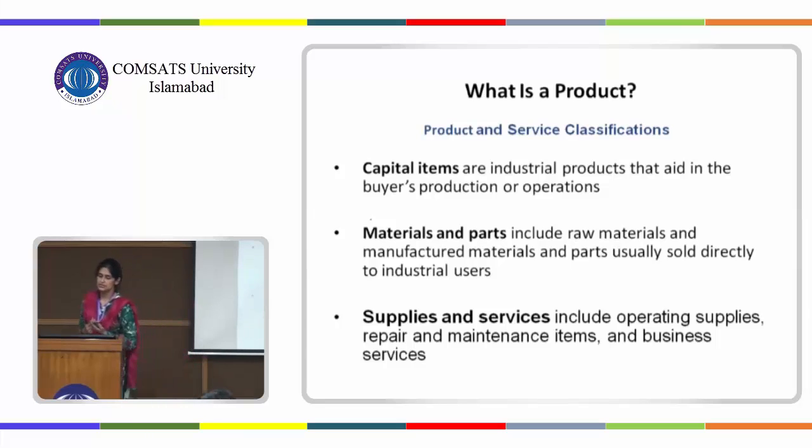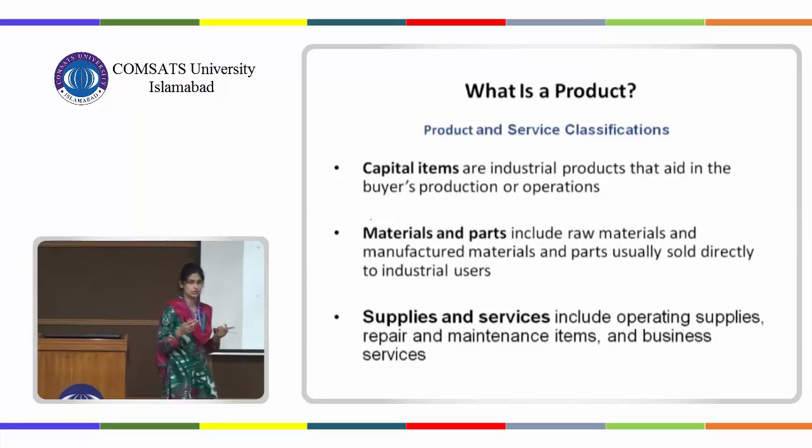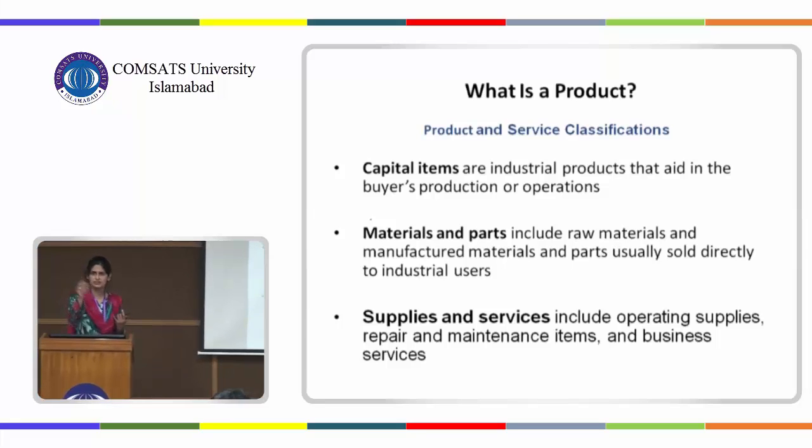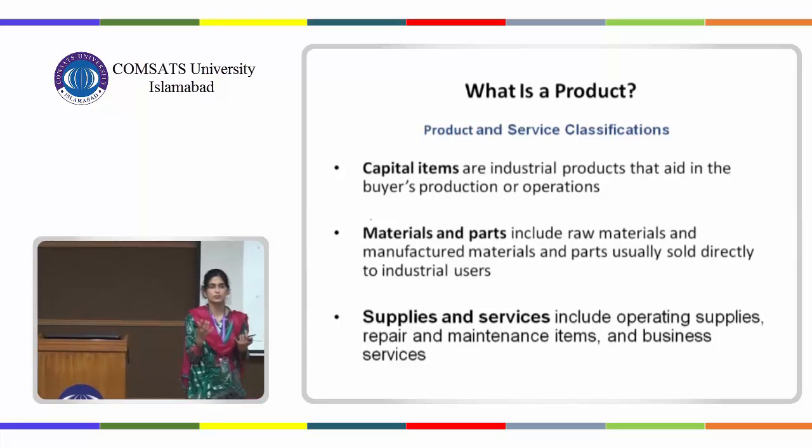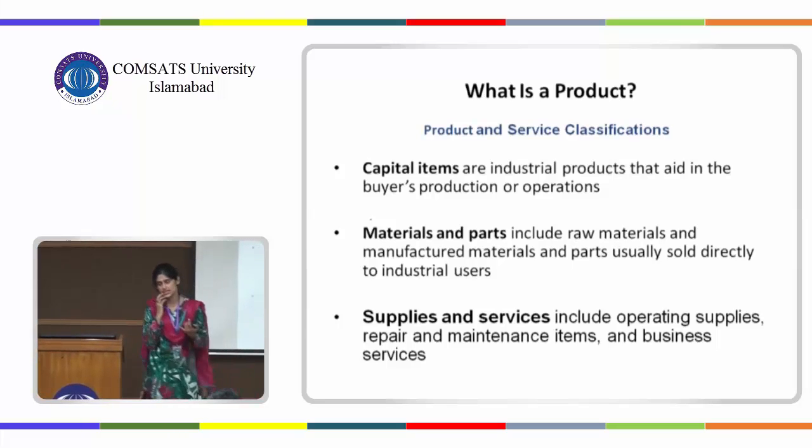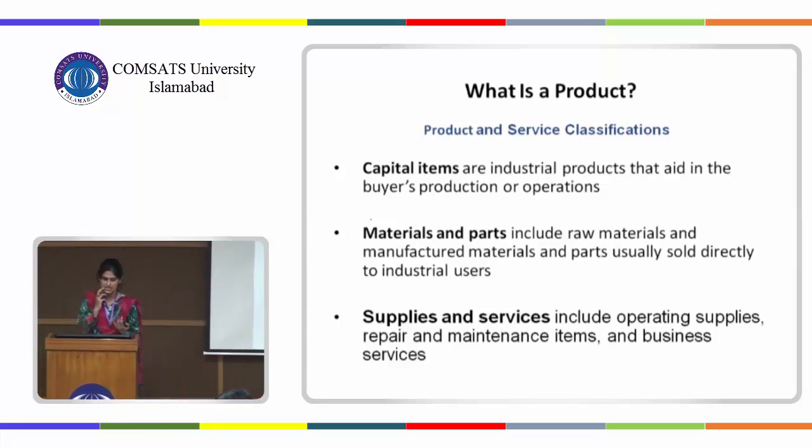On the other hand, there are materials and parts, the raw material that goes into the production process. So the cloth would be material. The dyes that you buy would be material. So all the material that would go into making the product would fall under the second category, that is materials and parts. And the last one is supplies and services.